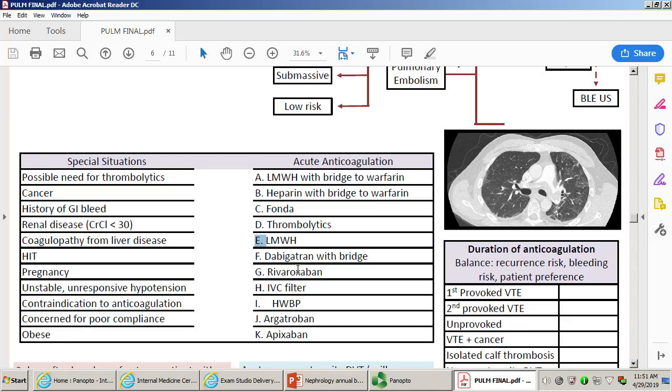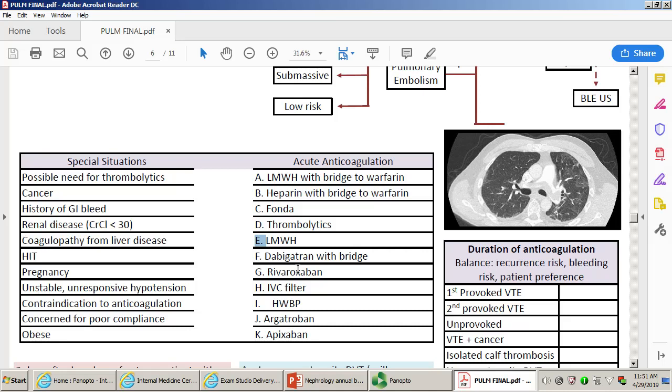Which ones have once daily dosing? Right, so obviously Coumadin and then Xarelto. Somebody who cannot take anticoagulation: IVC filter. Who else do you put an IVC filter in?